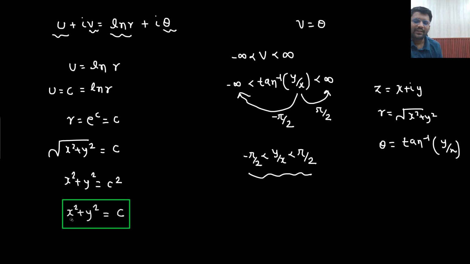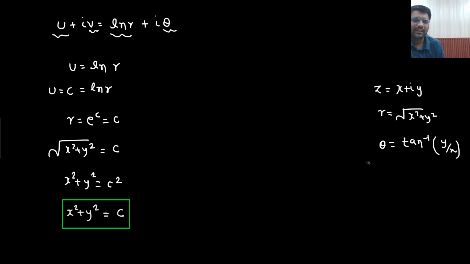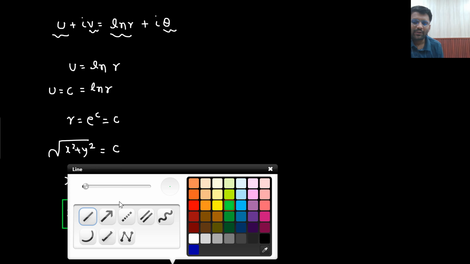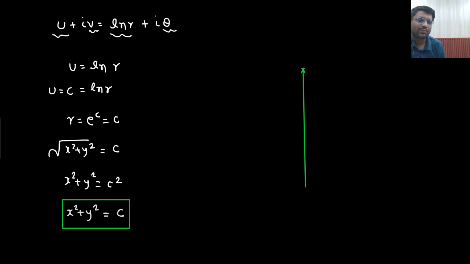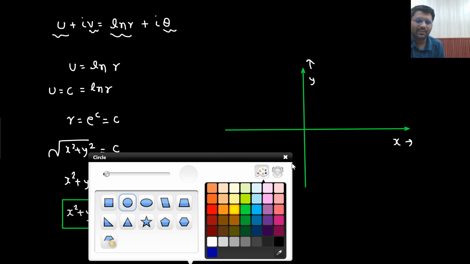Just from here you can understand that x square plus y square equals constant. This is what we are getting. So the value of the constant could be anything. Let's remove this irrelevant information. What we are getting is x square plus y square equals constant. The constant could be 1, it could be 2, it could be 3, it could be 4, it could be 5. So from here only we are able to understand that x square plus y square equals constant.